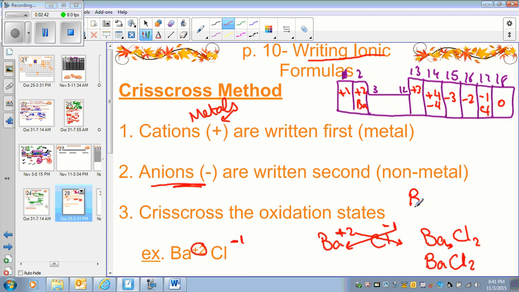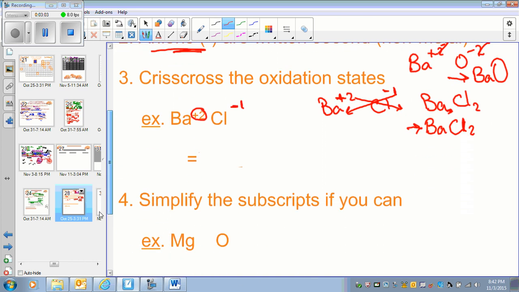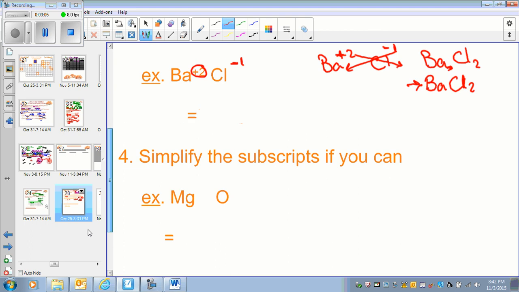If barium is +2, because again barium is right here, and let's say oxygen is -2. So if numbers are the same, 2 and 2, they cancel each other, and all you do is put the symbols together. So this is the formula for barium oxide. This is a formula for barium chloride. So all you're doing is you're crisscrossing the charges or the numbers.